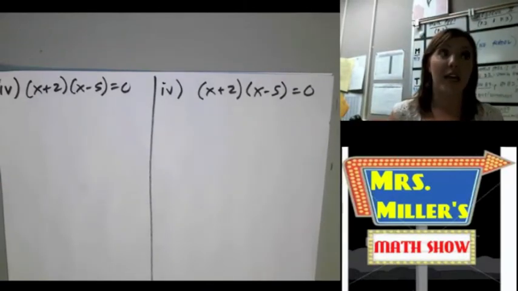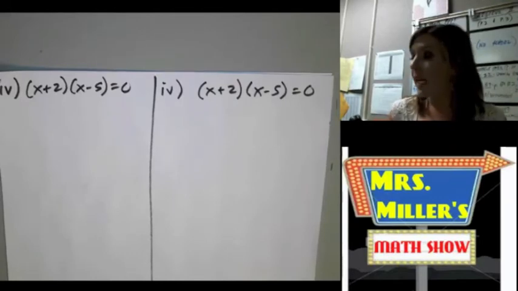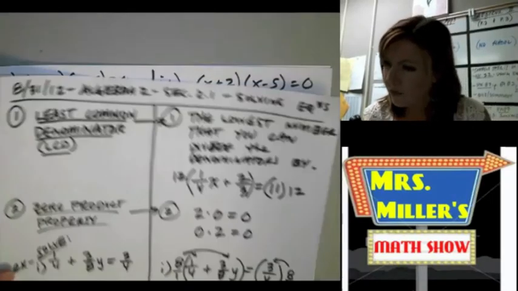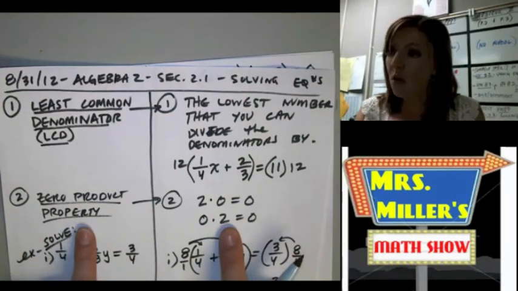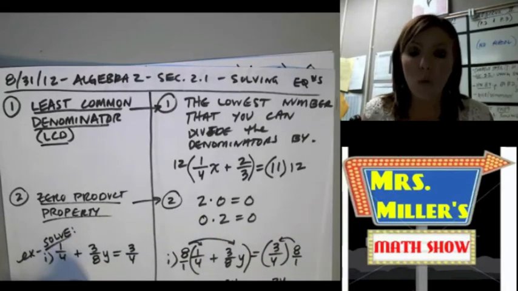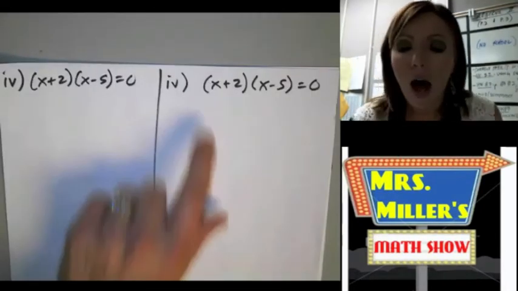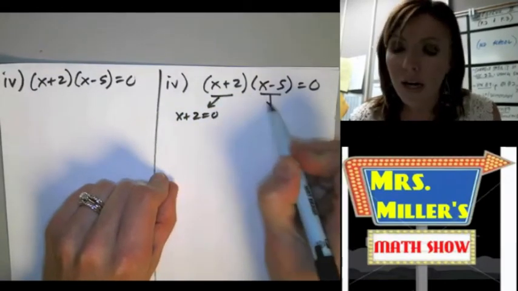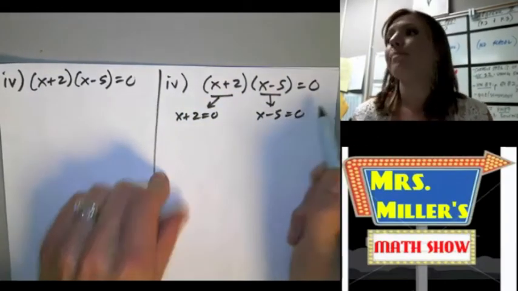So easy that I'm afraid you guys are going to complicate it. A lot of people look at that and they go, oh man, do I have to do that FOIL thing or the box? Do not overcomplicate it. We are solving for x. Remember in the beginning we talked about the zero product property, which says that if you multiply anything by 0, you get 0. So what we're doing here is we're saying that either x plus 2 could equal 0, or x minus 5 could equal 0. And then we solve both of them for x.